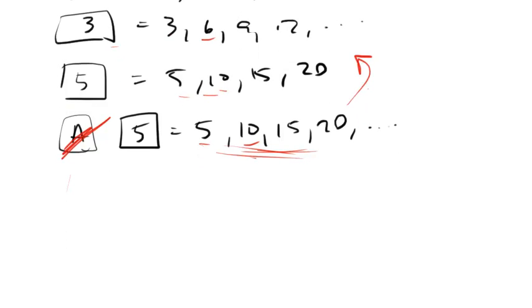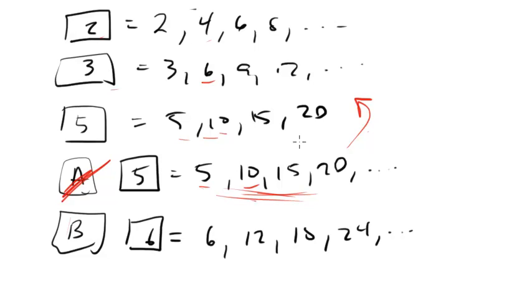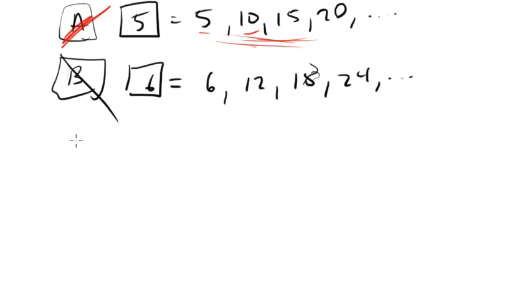Let's look at B. 6. 6, 12, 18, 24, so on. Well, I can tell you this right now. 18 is not in here, right? It's not in the 5. We go from 15 to 20, so that's no good. We can get rid of it immediately, and you'll see it doesn't even work with a lot of them. 6 is in these two, but not in this one. It's just not going to work.